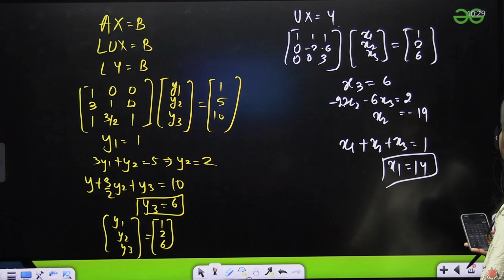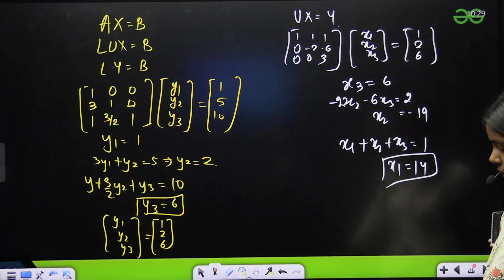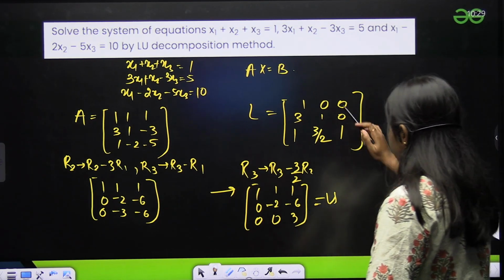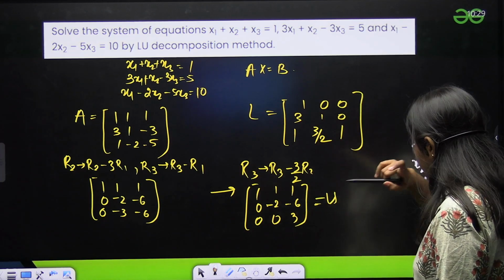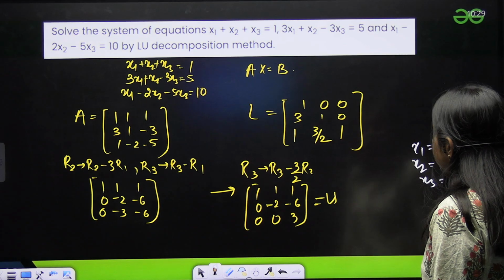x3 6 minus 2x2, 6 x3 6 6 are 36 37 38 minus 9 10. क्या एरर आ रहा है? एक बार चेक कर लेते हैं सब एरर. मैट्रिक्स सही बनी है कि नहीं बनी है, क्योंकि कुछ तो एरर आ रहा है, क्योंकि ये वैल्यू सैटिस्फाई नहीं कर रही है इसको. इट शुड सैटिस्फाई ना.